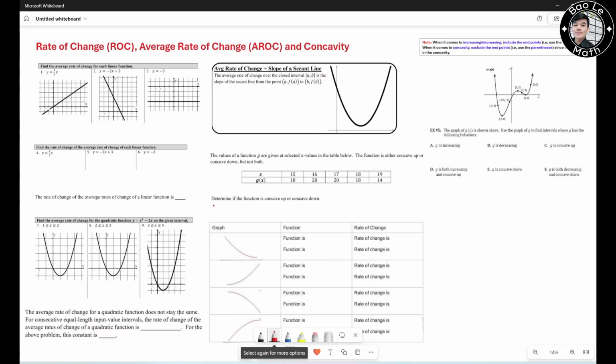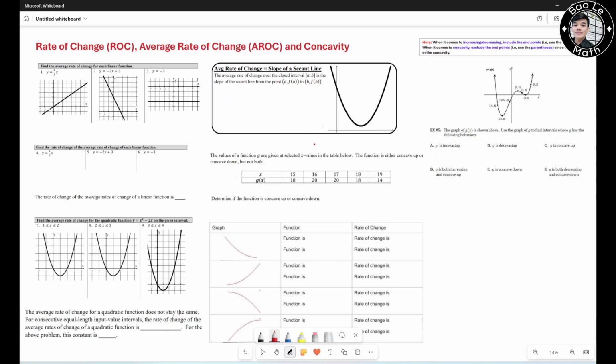Hello everyone. In this video, we're going to learn about the rate of change, average rate of change, and concavity. Alright, so first we're going to talk about the formula of the average rate of change.